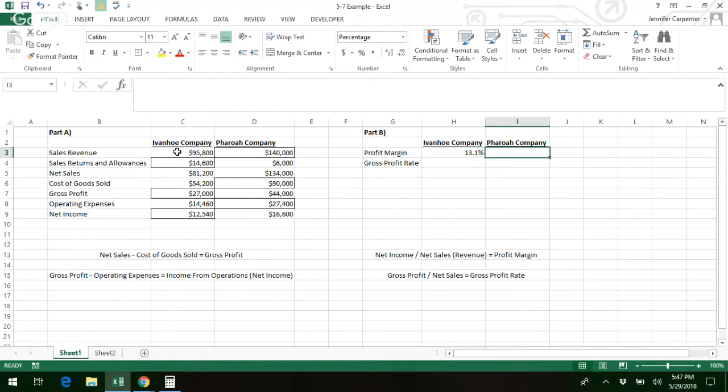And we'll do the same thing for Faro Company. You'll take net income, divide it by net sales revenue, and get 11.9%. And then we'll move down to the gross profit rate.